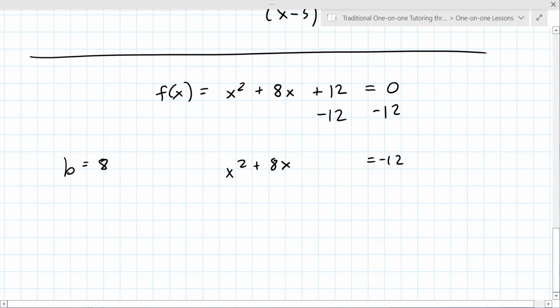8x. It's the number. B is always a number. Just say it. Okay, so what is b divided by 2? 4. Okay, so that's the next part here. You write x plus 4 squared. Yeah, I did that, and then I did 4 to the power of 2 is 16.